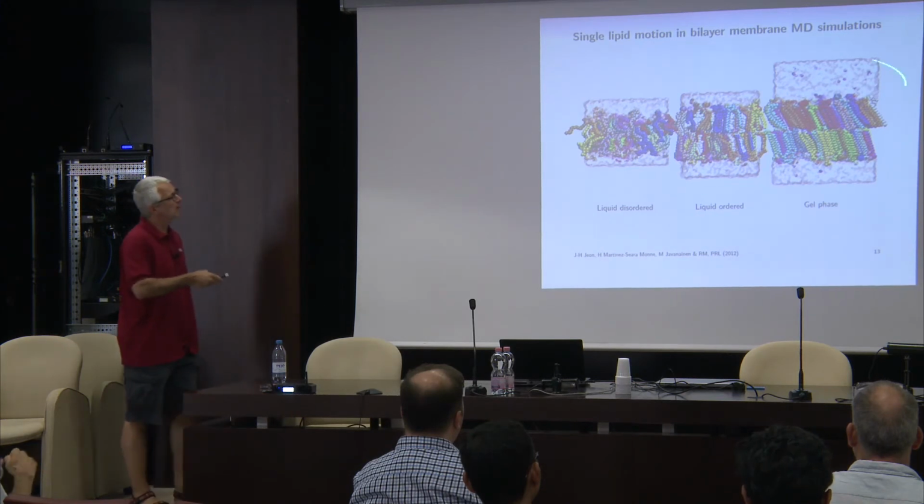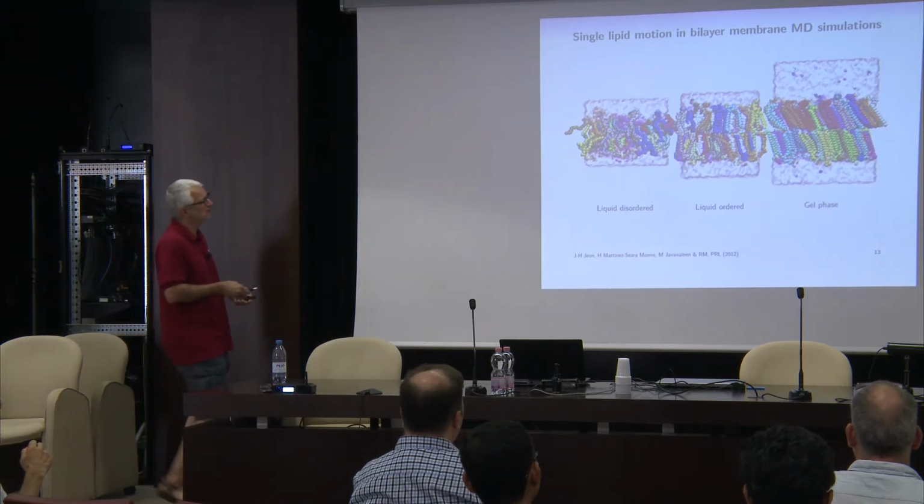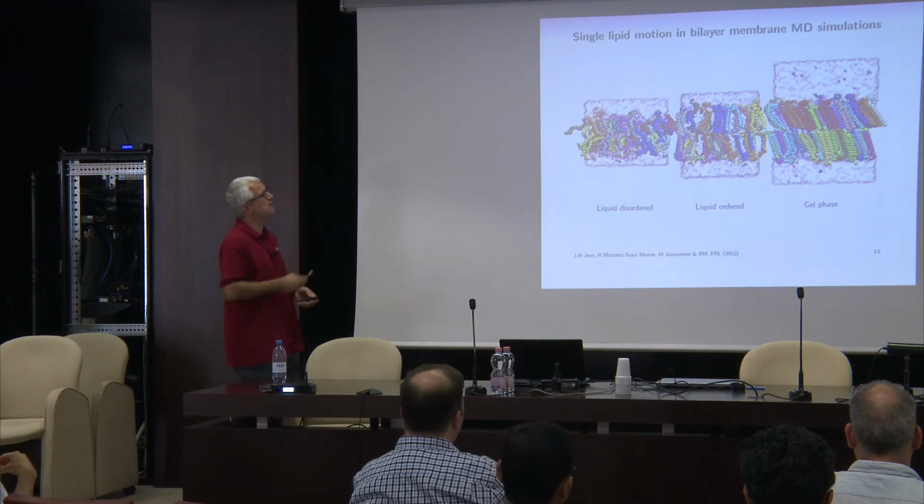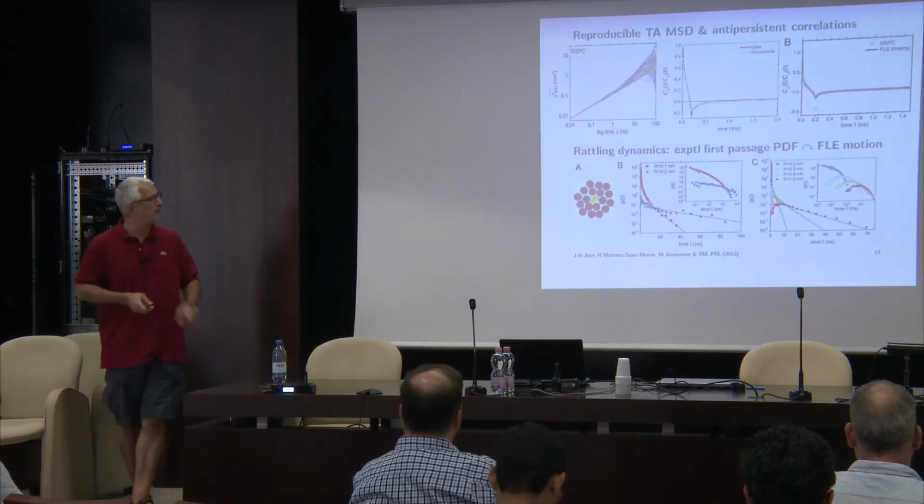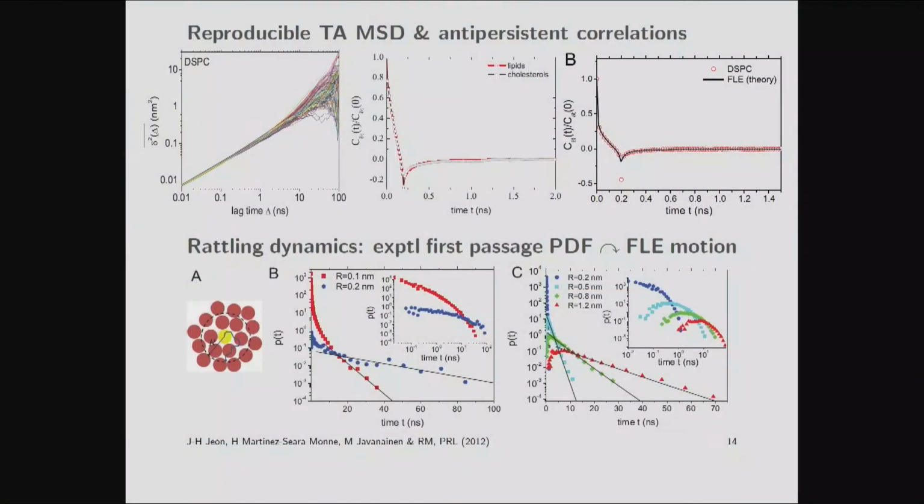And there are different configurations. I don't want to go into details, but there are three different major phases of these lipid bilayers. Again, when we measure in the simulations, which were done by Matti Javanainen in Ilpo Vattulainen's group in Tampere, you can again see exactly this anti-persistent motion. In all three cases, the motion is very reproducible. All the 128 trajectories we have lie one on top of the other when we look at the time average mean square displacement.